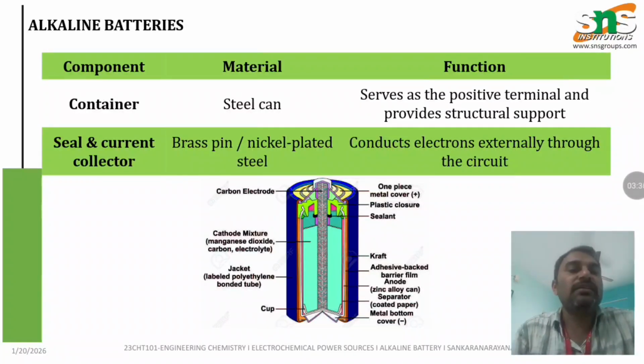Here in this image you can see the carbon electrode. The middle rod is the carbon electrode, and the top plate is the metal positive terminal. There is a plastic closure, the cathode mixture, and the bottom is called the cup, along with the separator. All the components are present in the image, so that is why it works properly.